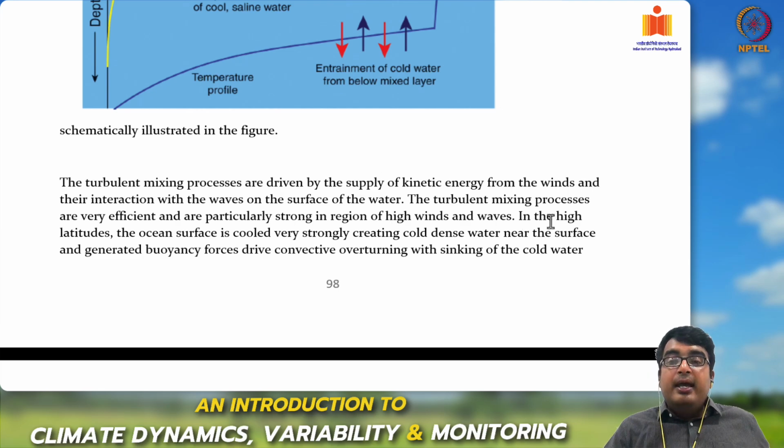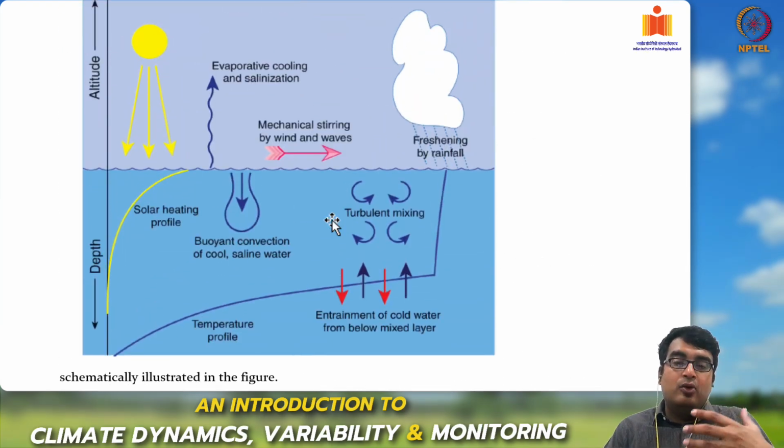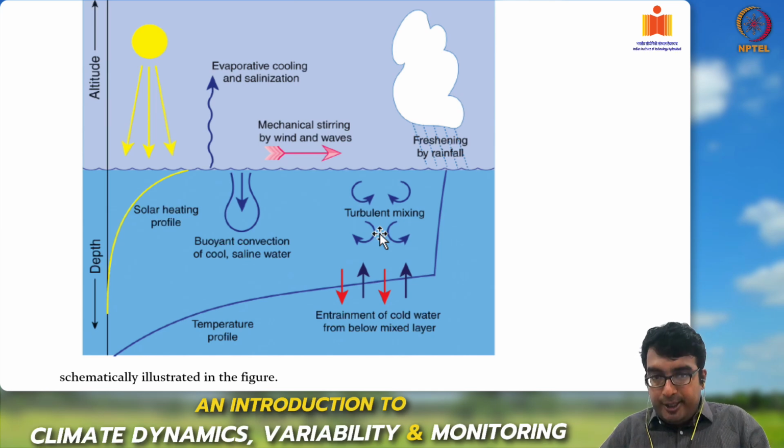Okay. In the high latitudes, the ocean surface is cooled very strongly, creating cold, dense water near the surface, and generated buoyancy forces drive convective overturning with the sinking of the cold water and rise of the warm water in the mixed layer. Okay. So here what we are discussing is which process is stronger. Okay. So in the regions where we have very strong winds, clearly turbulent mixing processes will be stronger because strong waves and wind driven turbulence will be generated.